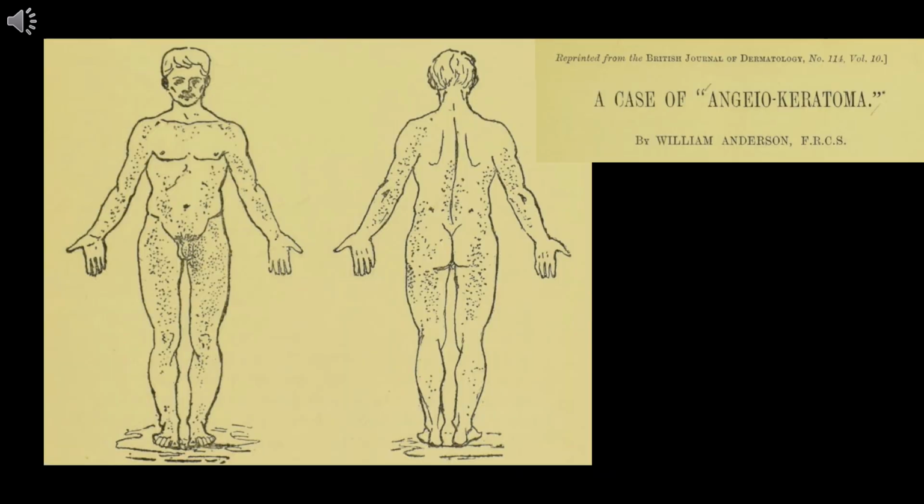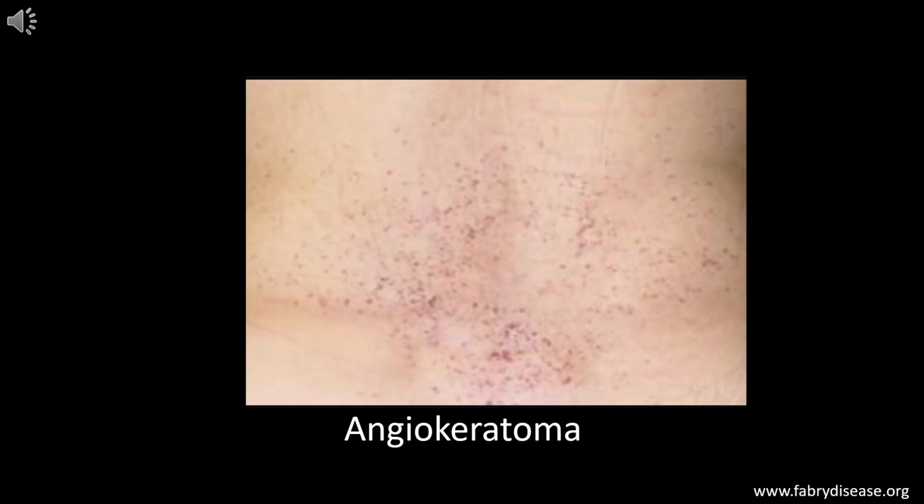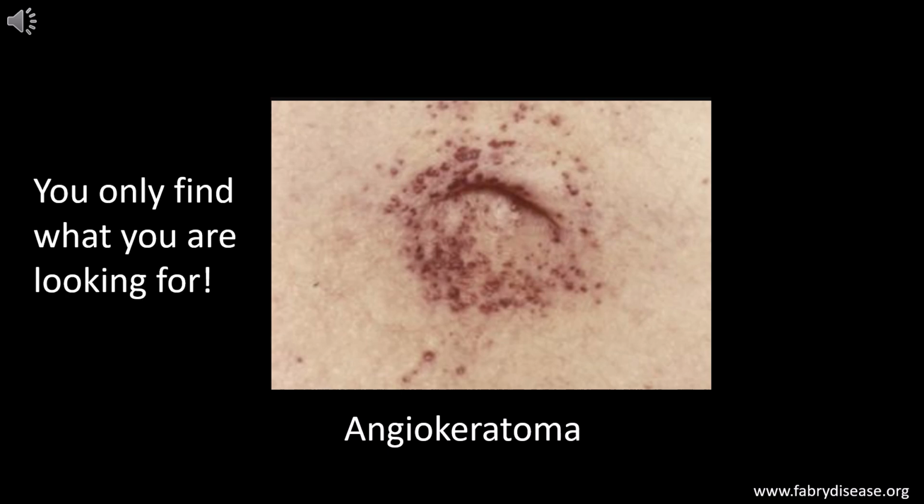The distribution of the skin lesions was illustrated by Anderson. They occur just about anywhere, sometimes being very prominent in the eyelids, or more frequently in the lower back. But occasionally, early in the course of the disease, they are only present around the umbilicus. So, look at the umbilicus when considering the diagnosis of Fabry disease.